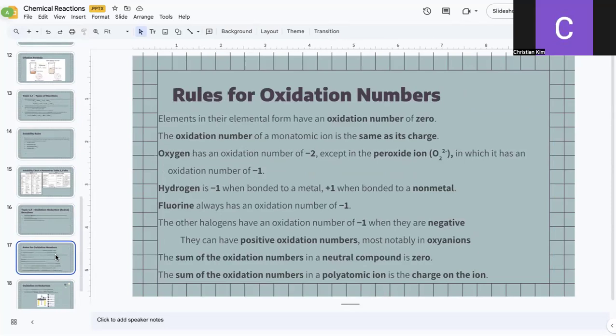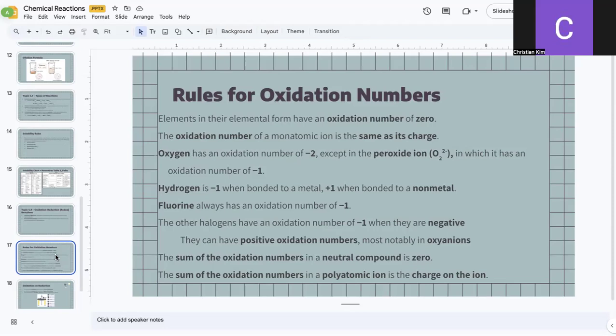So we have the basic rules over here. For example, elements in their elemental form: if we have Fe(s), which is solid iron, iron is found in its natural state as a solid, so the oxidation number of that will be zero. The oxidation number of a monatomic ion is the same as its charge. So if I have Na+, the oxidation number will be +1. Oxygen has an oxidation number of -2, except when it forms peroxide, which has an oxidation number of -1.